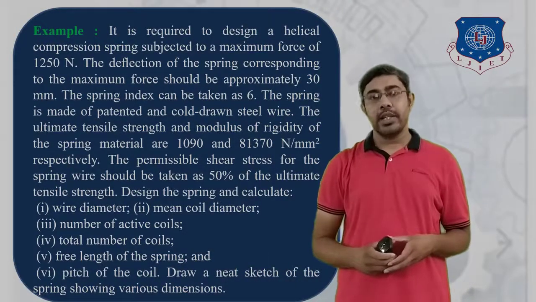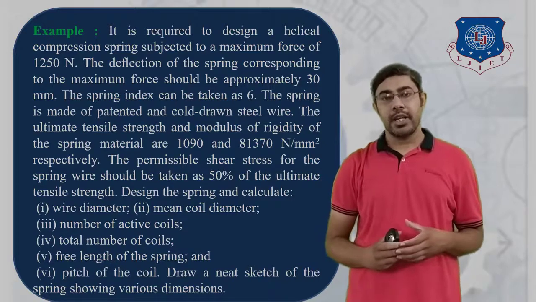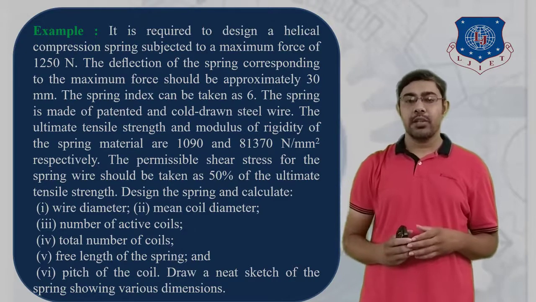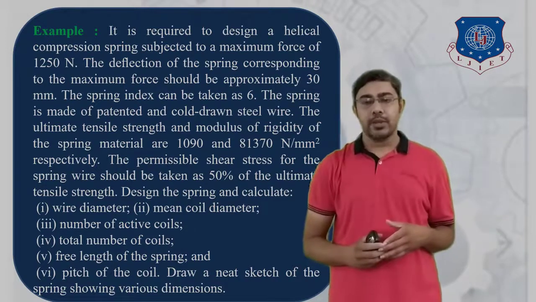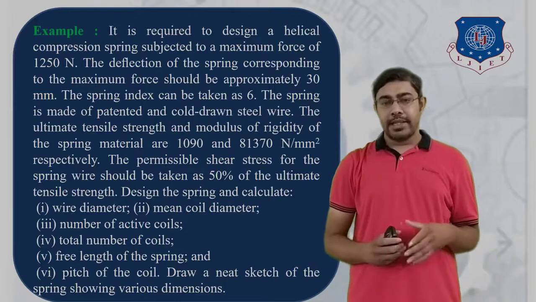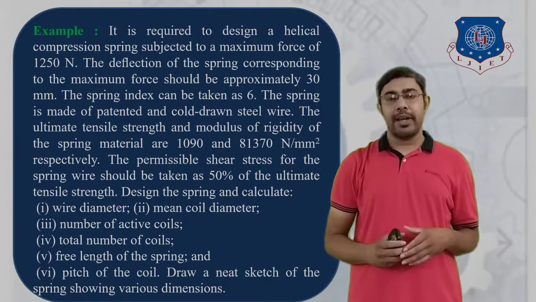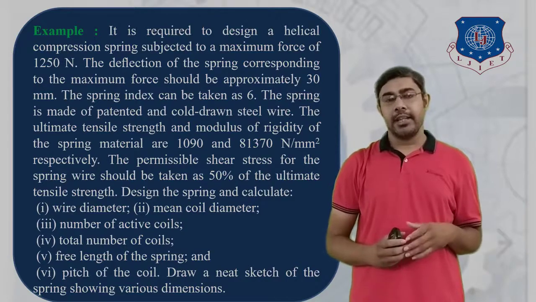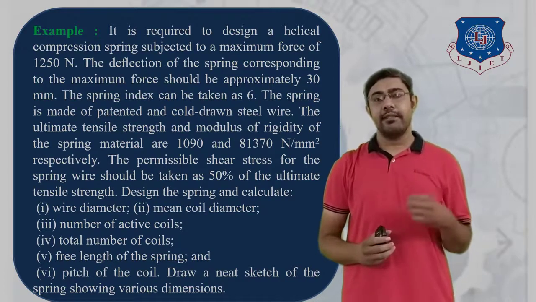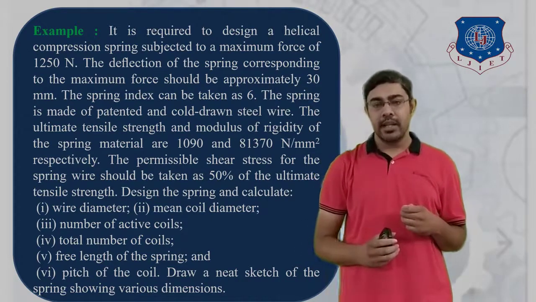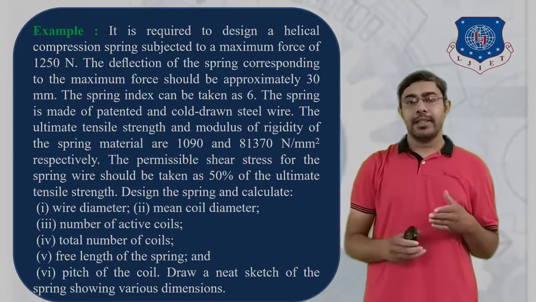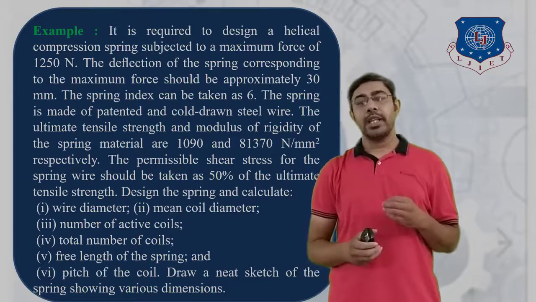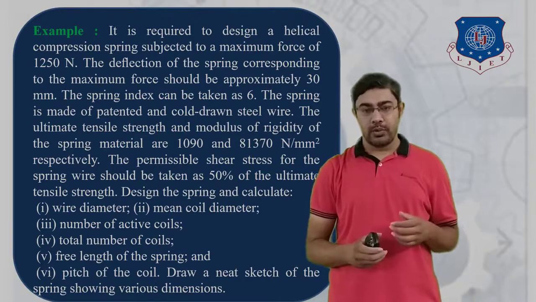It is required to design a helical compression spring subjected to a maximum force of 1250 Newton. The deflection of the spring corresponding to the maximum force should be approximately 30 mm. The spring index can be taken as 6. Here the spring index is given, that is capital C is equal to 6, and approximate deflection is given, that is delta approx is equal to 30 mm, and the force P applied is 1250 newtons.